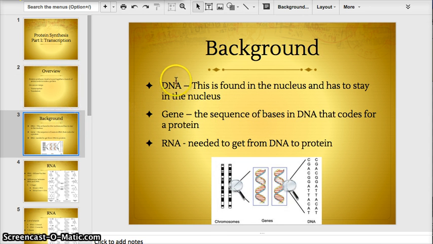We have three key vocab terms that you're going to have to know, and then we're going to talk more about this RNA stuff. So we have two key nucleic acids, DNA and RNA. The thing you have to remember about DNA is it's found in our nucleus, and it has to stay there. It can't leave the nucleus. But proteins are made at ribosomes, which are outside the nucleus. So we have to find a way to get the code of the DNA from the nucleus to the ribosome, and that's where RNA comes in.